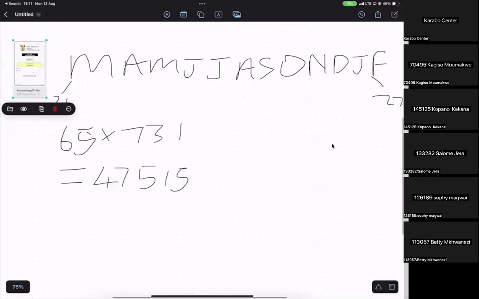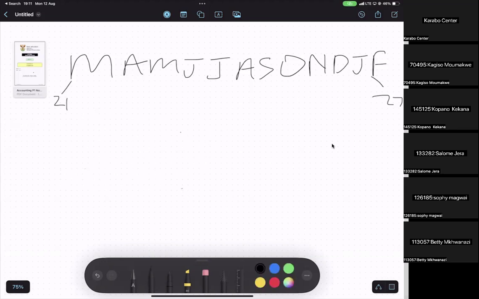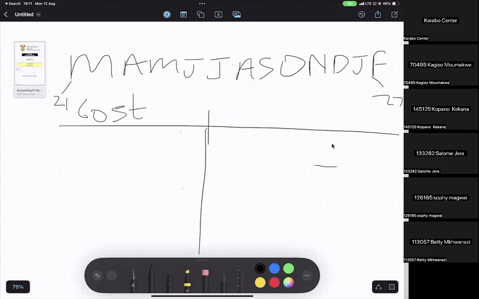Listen here, guys. As you all know, we have two methods to calculate depreciation. We have the cost method and the diminishing balance method. This is what I want you to remember during an exam: the cost method and the diminishing balance method.